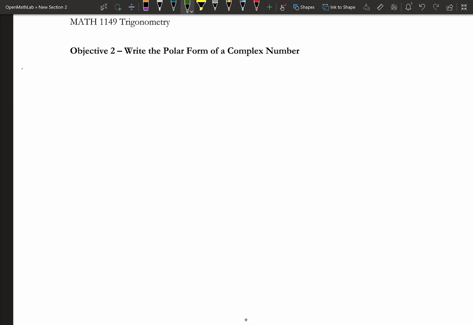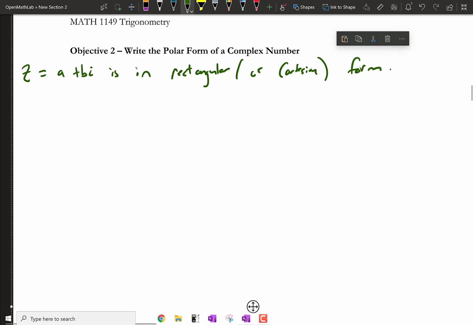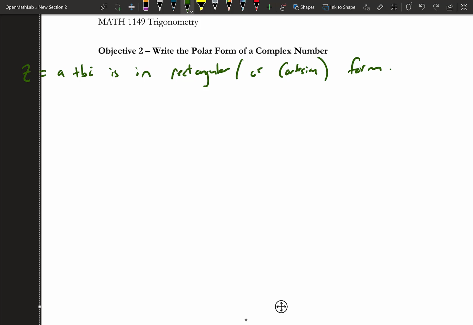So, z equals a plus bi is in rectangular, or what we call Cartesian form. Right. So a famous mathematician, René Descartes, he's the one that came up with being able to plot points in the coordinate system. So that's why we call that Cartesian, right? If you maybe never heard that before.